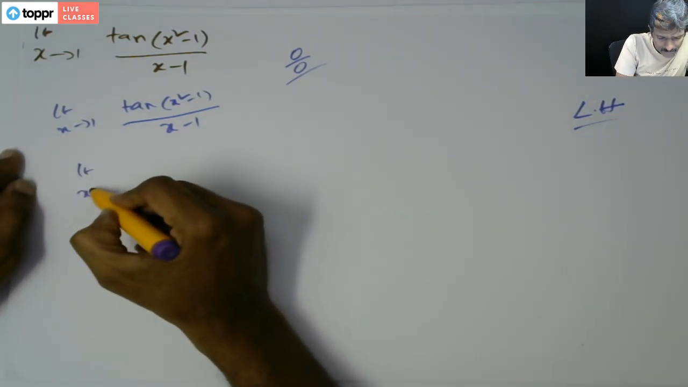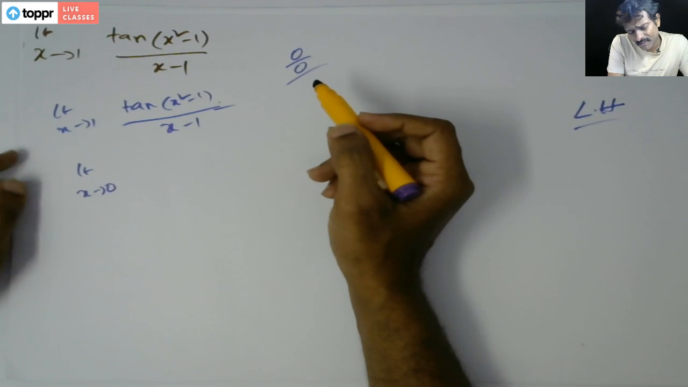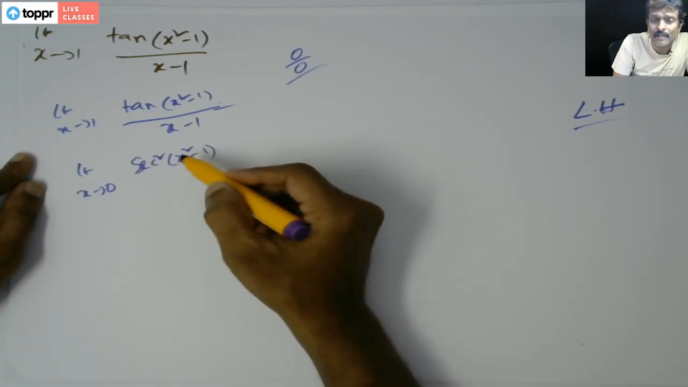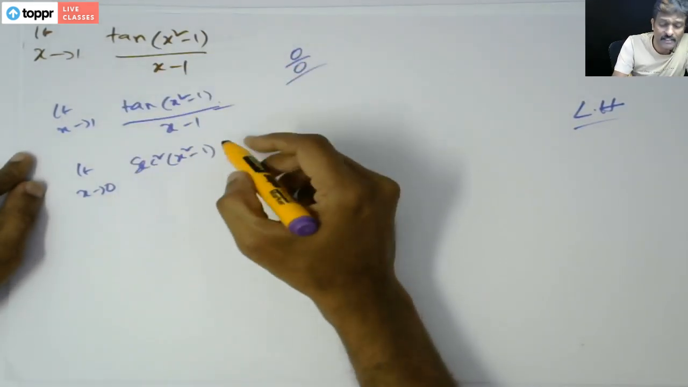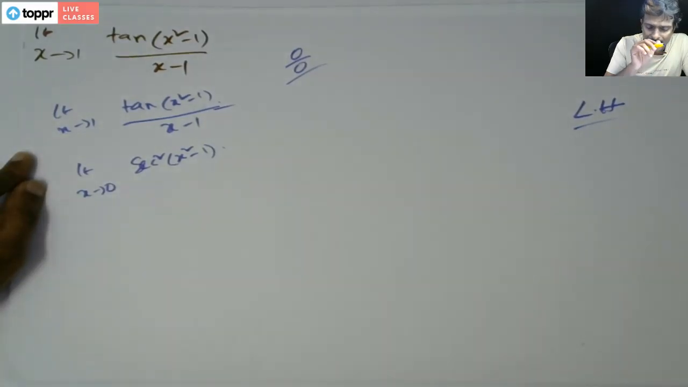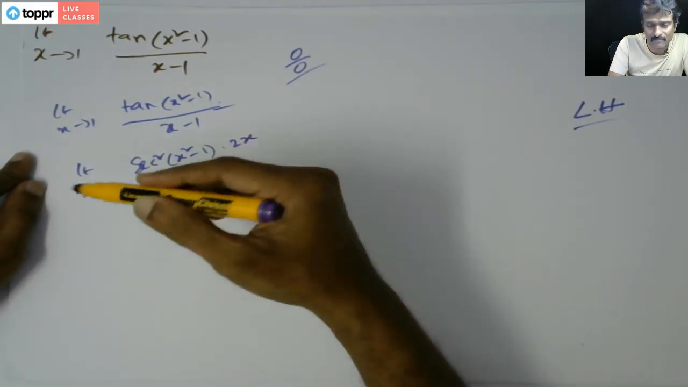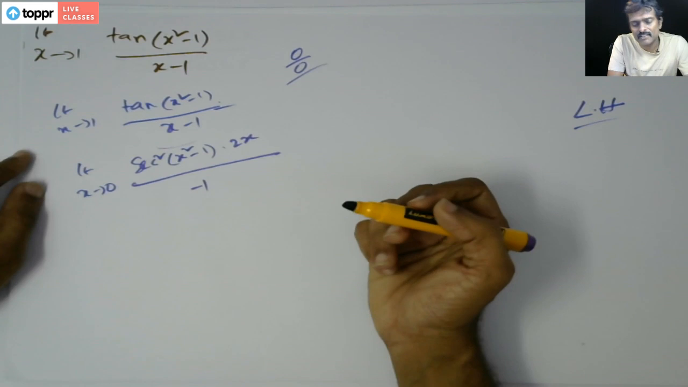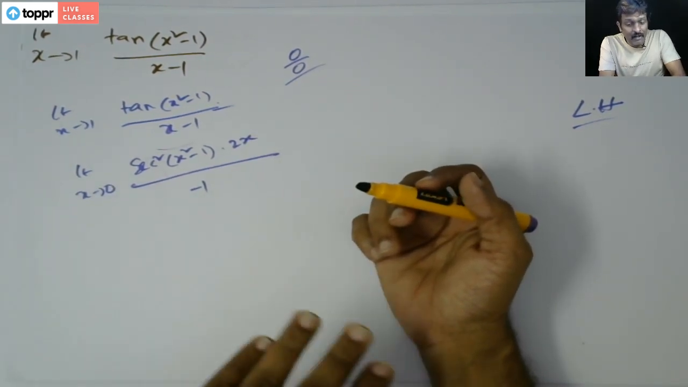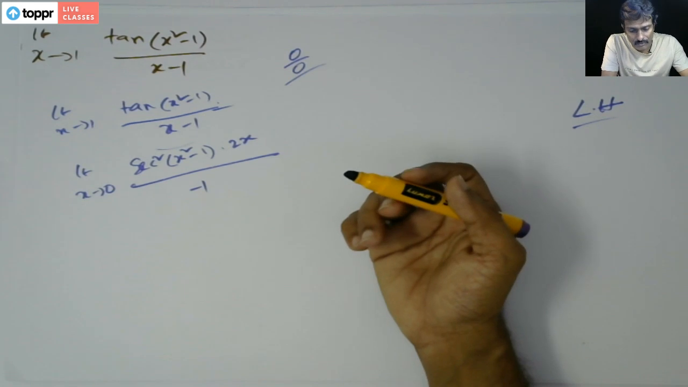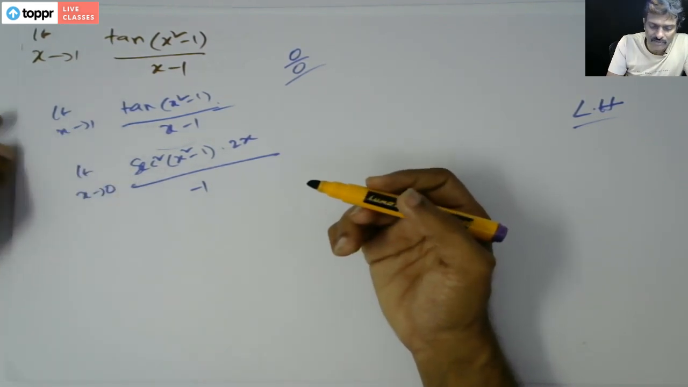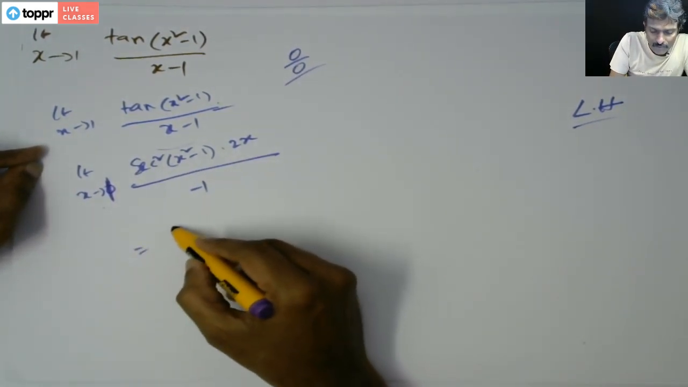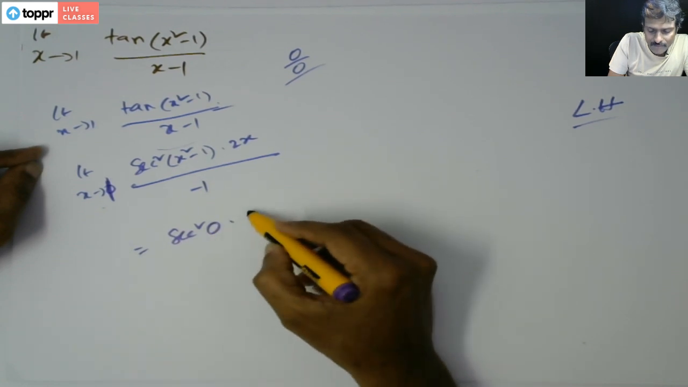Let us try doing it. Limit x tends to 1. Differentiation of tan is secant square, so secant square of (x square minus 1), and this is a composite function inside, so times the differentiation of x square minus 1, which is 2x, and 1 is 0 anyway, by the differentiation of the denominator. Now the denominator is not 0, so we are out of the danger zone. Let us substitute the value x is equal to 1 here. So when you substitute, this will be equal to secant square 0 times 2 times 1.